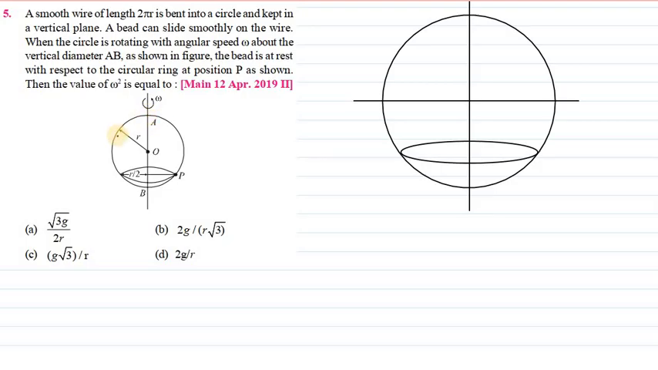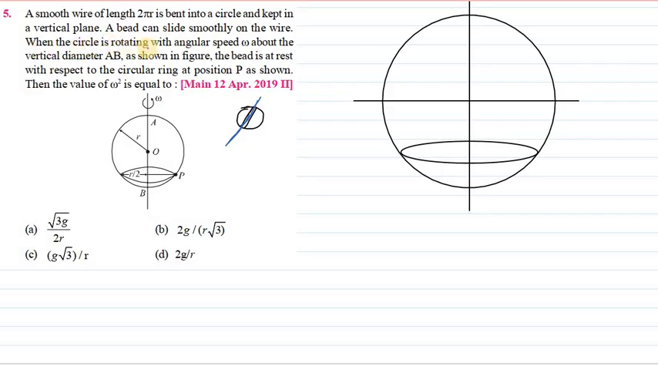And this circular wire is rotating about this vertical diameter AB with angular velocity omega. A bead can slide smoothly on the wire. A bead is a tiny spherical object with a hole inside through which a wire can pass easily, and the bead can slide on the wire. Smoothly means no friction.